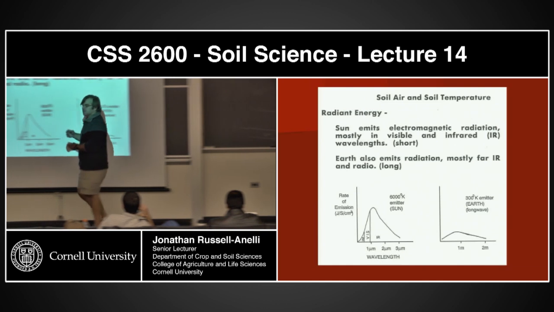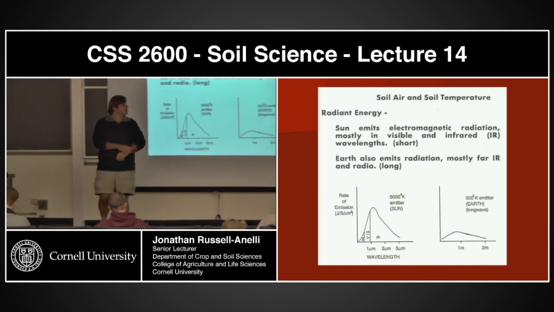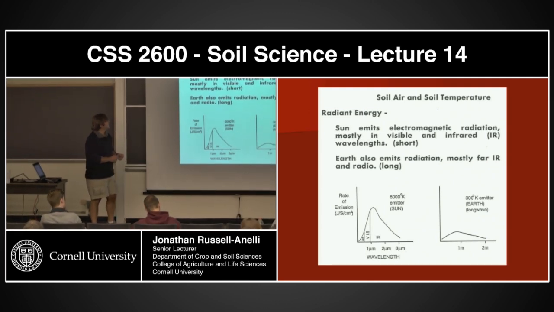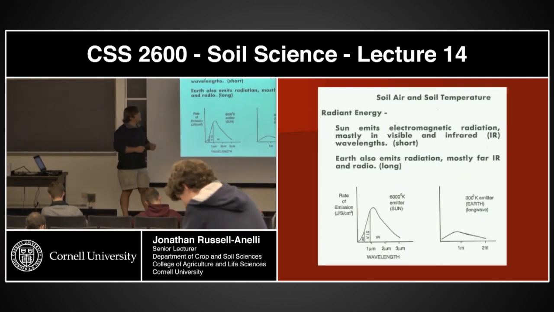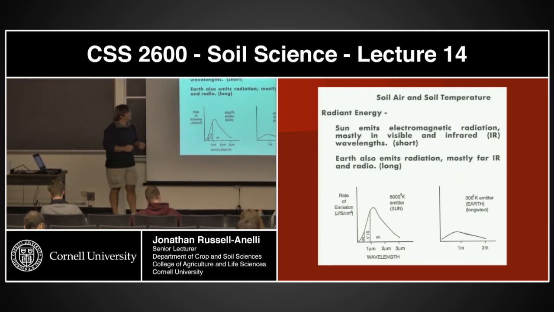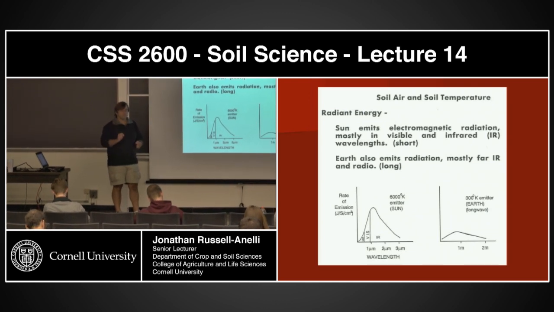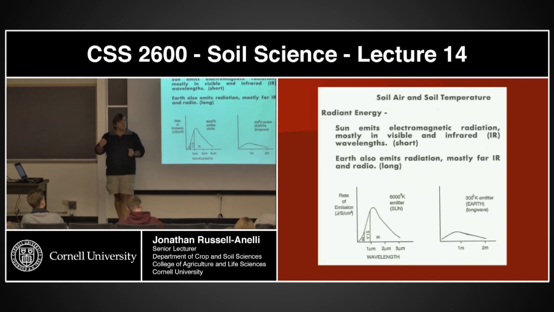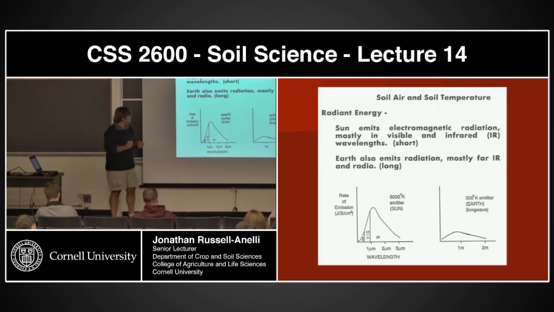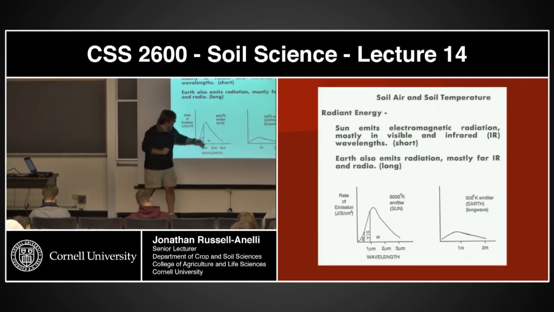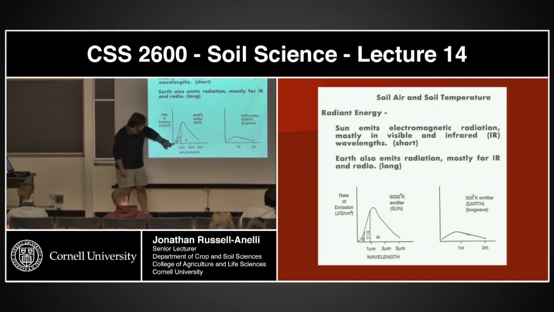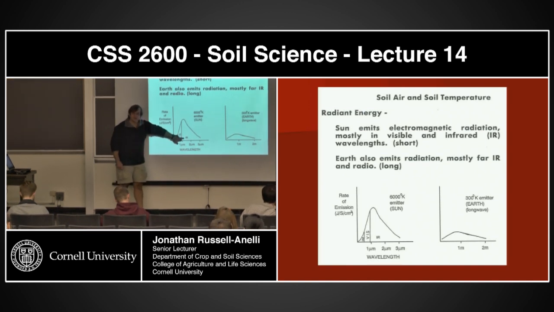Okay, it comes in as a radiant energy. The sun emits electromagnetic radiation. It's mostly in the visible and IR range wavelengths. So it's a short wavelength. Okay? The Earth also emits radiation, but it emits it in a long wavelength. Okay? So if you take a look at the wavelengths, this is the band of the wavelengths coming from the sun. It's basically in these micron scales here. Okay? UV, visible, IR. Okay?